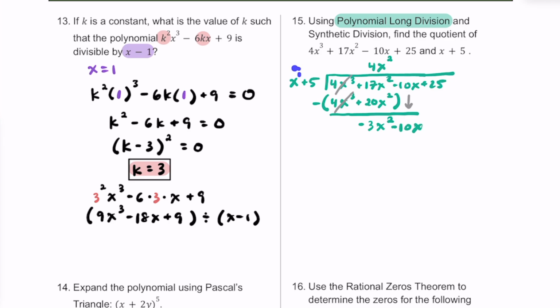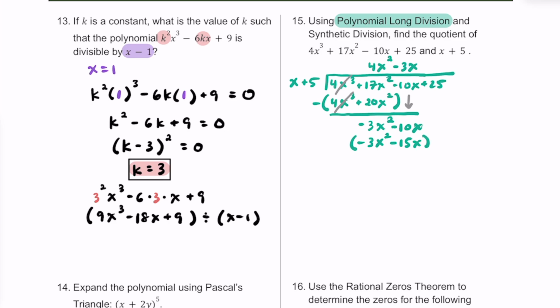This is a linear term, it's raised to the first power. What are we going to put up here to multiply it by to get this negative 3x to the second power? Let's go ahead and put a minus 3x, right? Because linear times linear is quadratic. So this minus 3x, let's go ahead and multiply by both of these. So negative 3x times x is going to be negative 3x squared, so that matches perfectly. And negative 3x times 5 is going to be negative 15x.